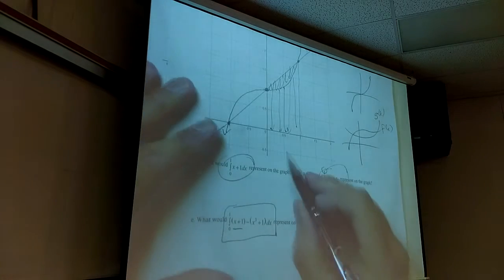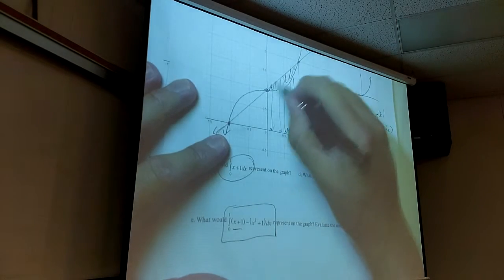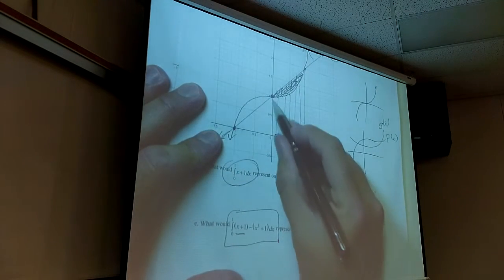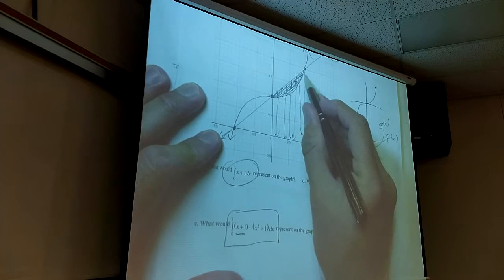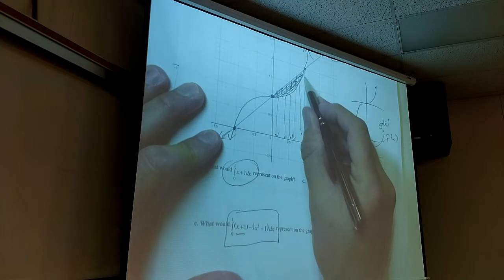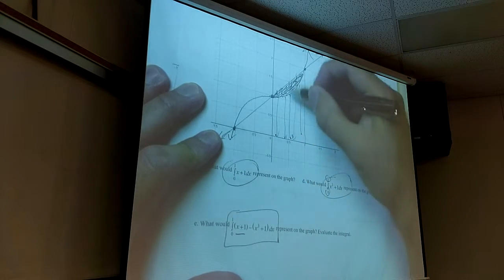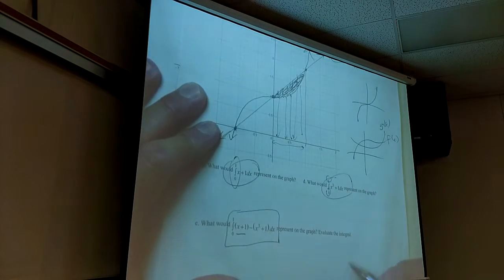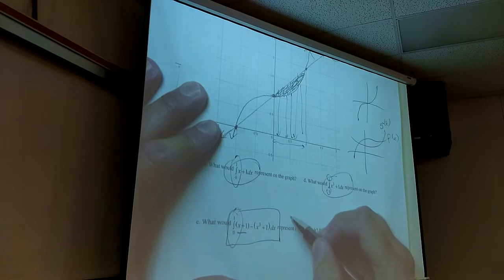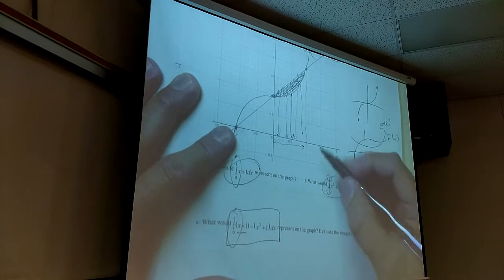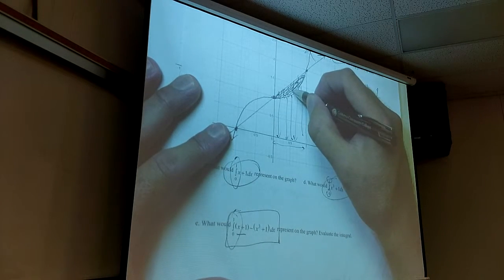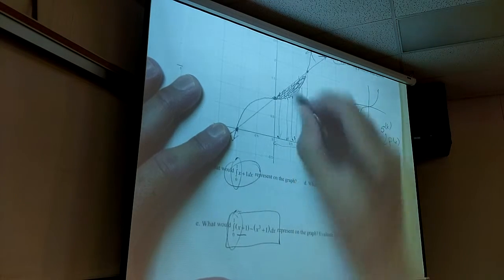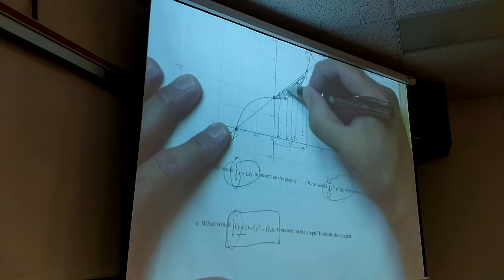But let me say this. If I want this area right there, as x goes from 0 to 1, what is y doing? As x goes from 0 to 1, that's what this piece says, right? Go from 0 to 1. What is y going between? So as x goes from 0 to 1, y is going from here to there.